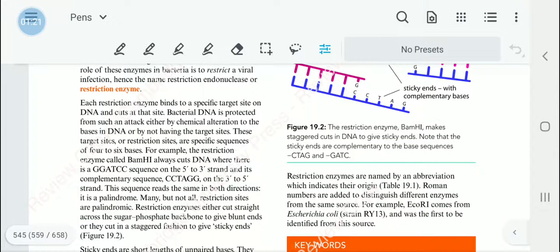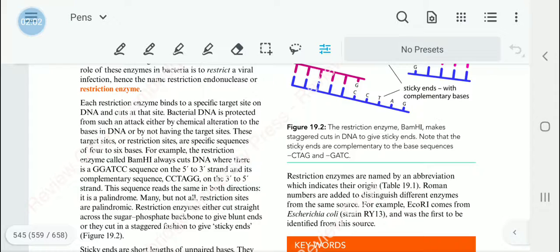Now, these restriction enzymes will bind to a target site of the DNA that is going to be cut. The bacterial DNA also needs to be protected, because if it is not protected, it will also be cut. It does this by chemical alteration to the bases of DNA, or by not having the target sites, that is, by restricting their access to the DNA.